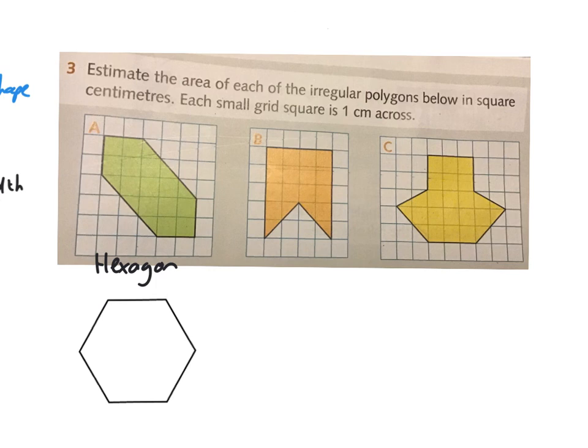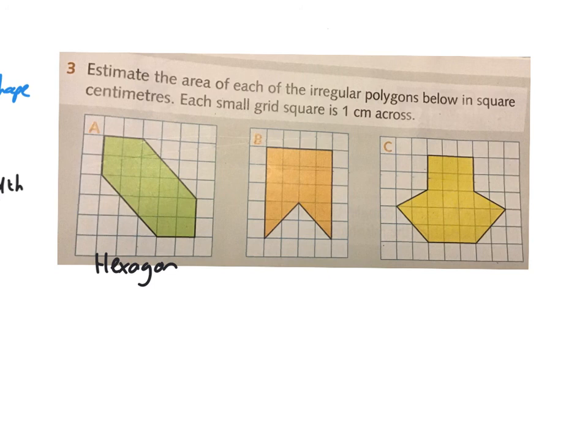which you would maybe expect to look something like this. But this shape has 6 sides, so it's a hexagon. It's just an irregular hexagon. Now we have to find the area inside this hexagon, and there's not really a sum which we can do to help us work that out. So what we're going to do is simply count the square centimetres inside it.